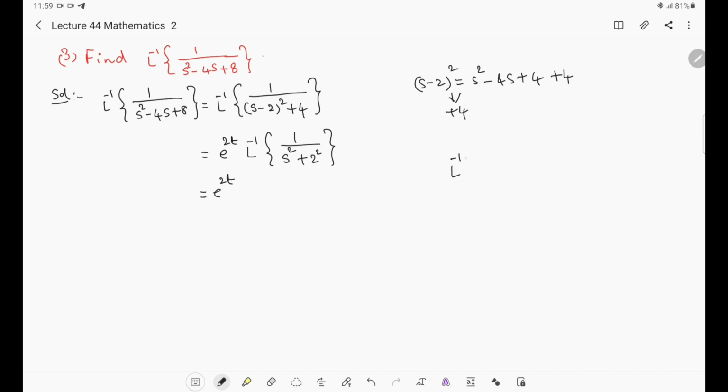So apply this formula, Laplace inverse of 1 by s square plus a square, which is 1 by a sin at. So in place of a I am having now 2. So 1 by 2, so 2 will come in the denominator, sin 2t. So this is the required answer for Laplace inverse of 1 by s square minus 4s plus 8.